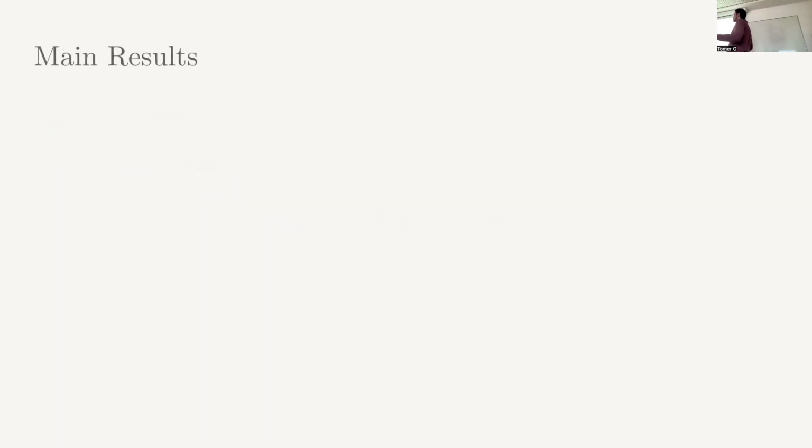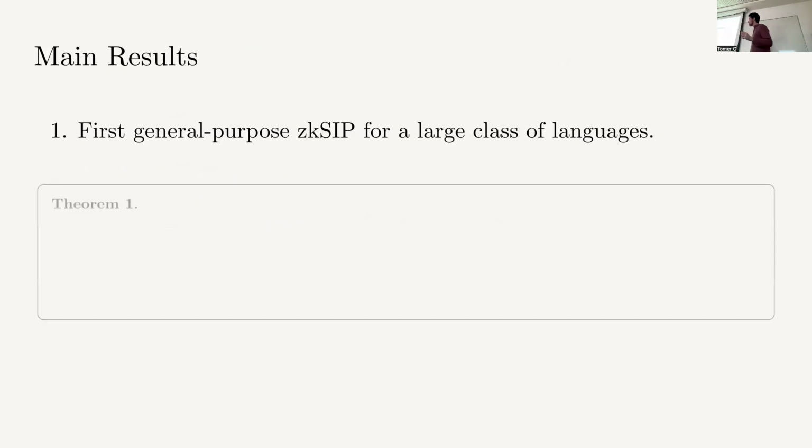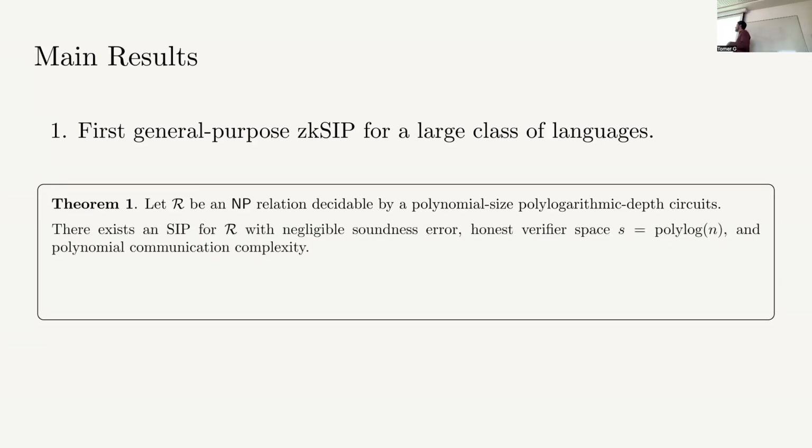Now I'm going to show off what we did. Our main result is to give the first general purpose zero knowledge streaming interactive proof for a very large class of languages. That class is all languages in NP that have a relation decidable by a polynomial size, polylogarithmic depth family of circuits. So it's not all of NP, but an important, large part of it. We show that those languages have a streaming interactive proof with negligible soundness error and polylogarithmic honest verifier space.